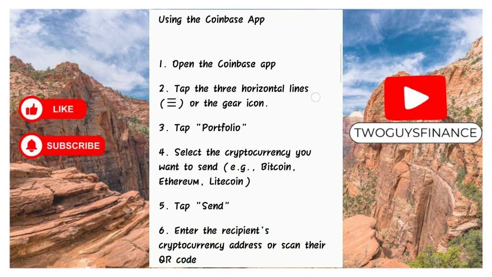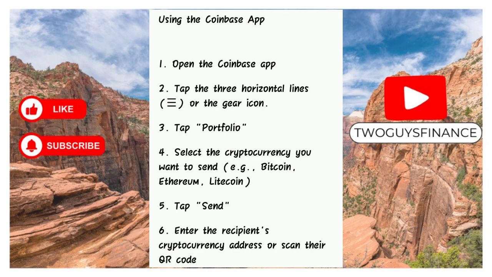The first method is to use the Coinbase app, and the first thing you want to do is to open up the Coinbase app and log into your account, and then tap the three horizontal lines or the gear icon. Then you tap portfolio, then tap the cryptocurrency that you want to send. So whichever one you got, you can just tap that, and then you tap send.